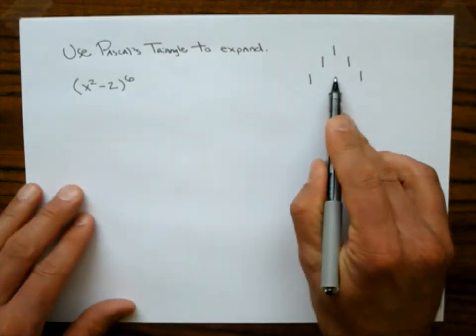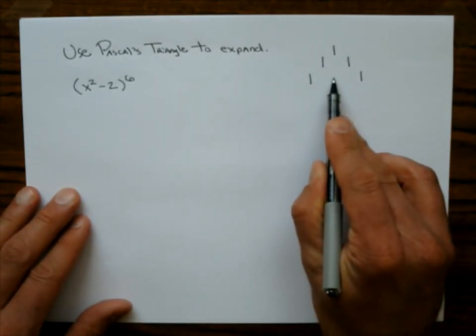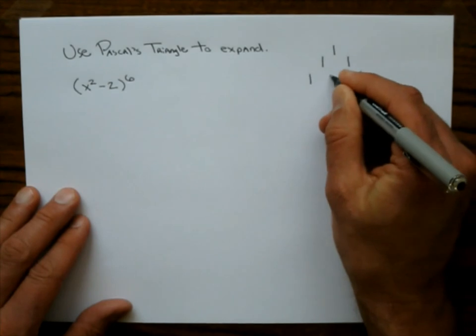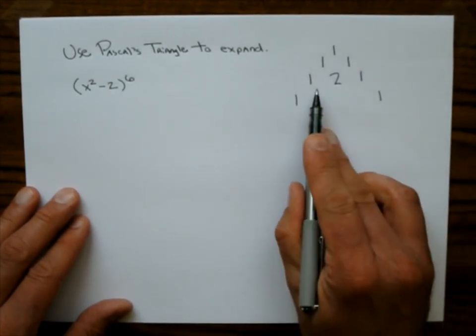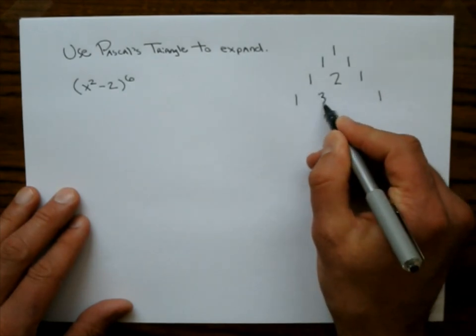Now, anything that's internal, you get by adding the two numbers right above it. So 1 plus 1 is 2. So 1's down the sides. Then we have 1 plus 2 is 3.